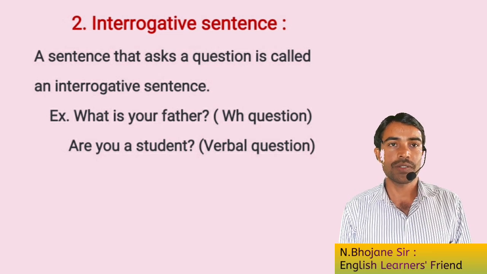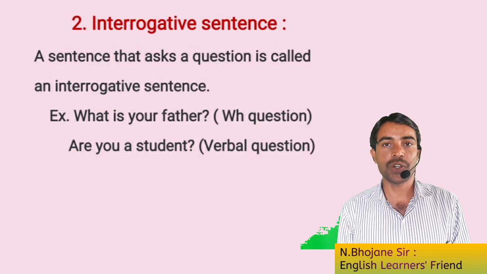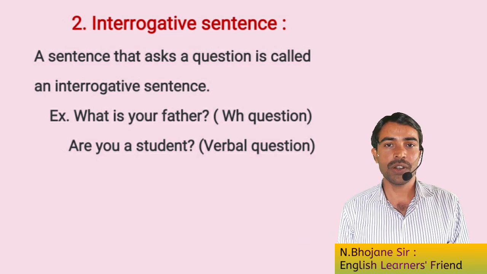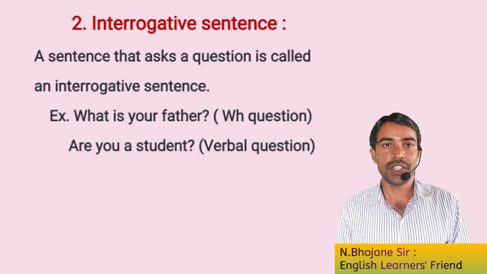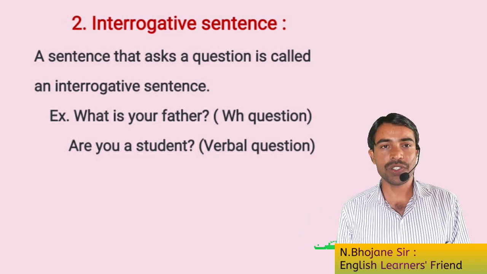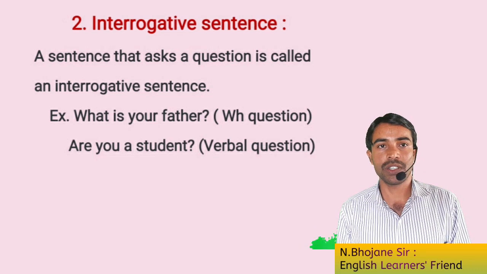Interrogative sentence. A sentence that asks a question is called an interrogative sentence. For example, what is your father? Are you a student? It has two types: WH questions and verbal questions.